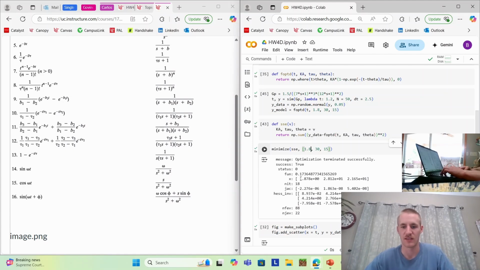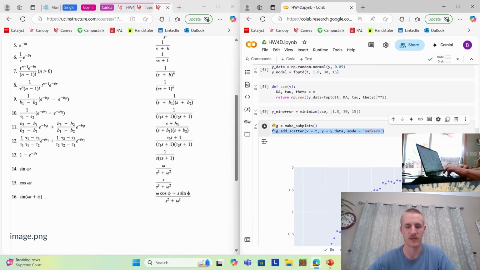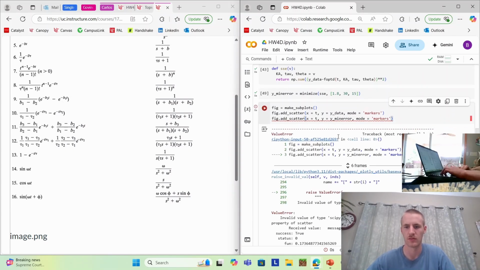Yeah, you see, it says 1.8, 1.9, 2.8, and 2.1, or sorry, 28 and 21 are some good values there. So then we'll just retype that as y min error equals that, and then we'll be able to plot that out. Y min error, and also mode equals lines.